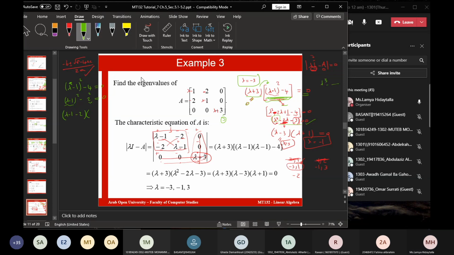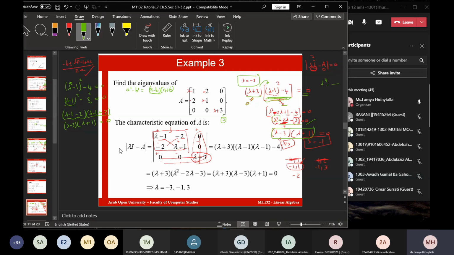times... let me remind you, a squared minus b squared. This is equal to what? a minus b times a plus b, correct? Okay, so we already found this. And then the next one with the plus is lambda minus 1 plus 2. So this one is going to be lambda minus 3 and this one is going to be lambda plus 1, and this is equal to 0, and we are back to this one.